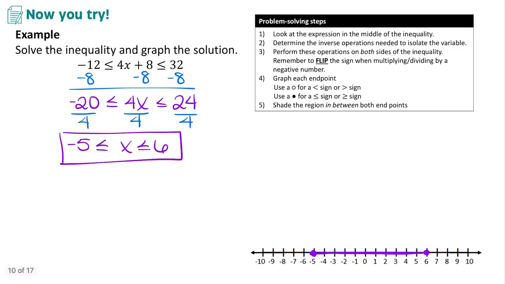So to solve 4x plus 8 for x, I'm going to start off by subtracting 8 everywhere. So that gives me negative 20 is less than or equal to 4x, which is less than or equal to 24. And then I'm going to divide everywhere by 4. So I have negative 5 is less than or equal to x, which is less than or equal to 6. And you can see that I've graphed that here with filled in circles at both endpoints and by shading the region in between.